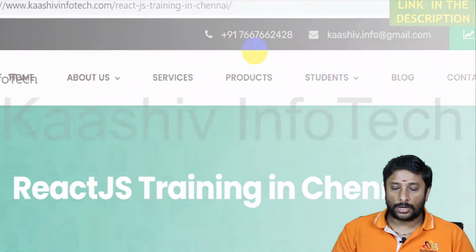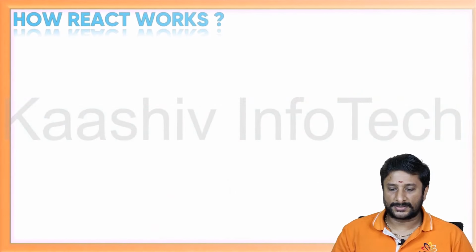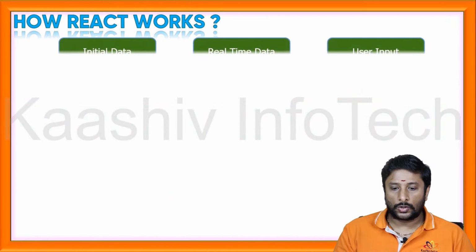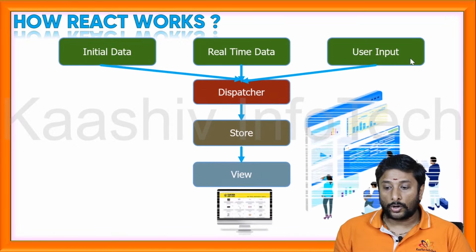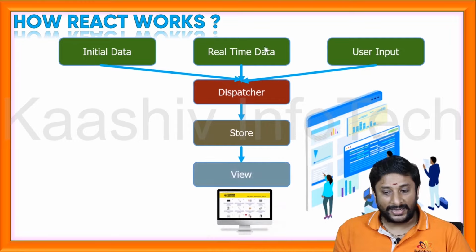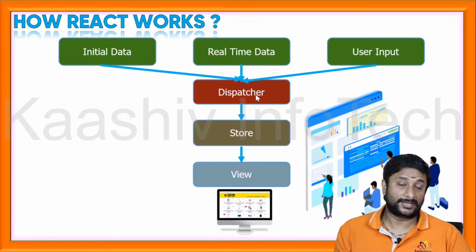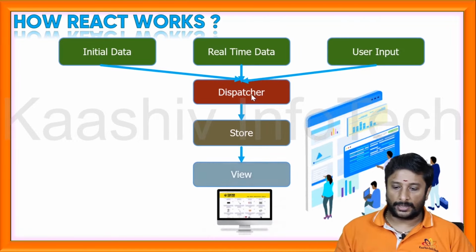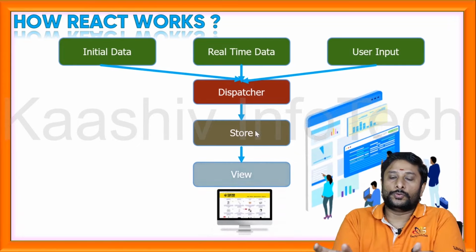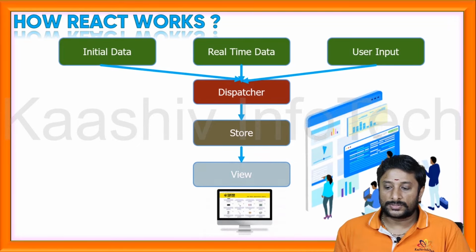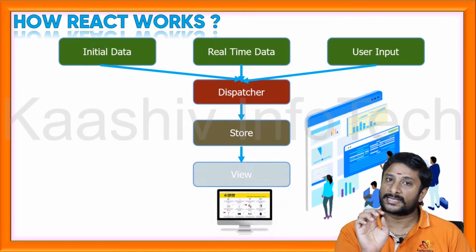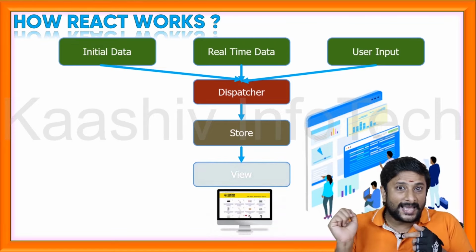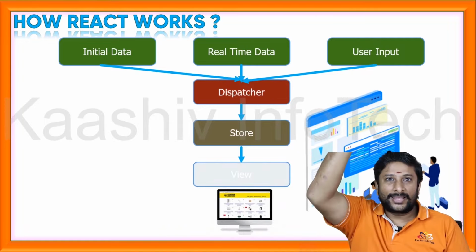Okay, so how does React.js work, sir? Over here you have the data. It can be initial data, real-time data coming in, or user input. Whatever the data is, irrespective of the data, a dispatcher collects all this data, stores it, and shows it to you. So in the view, you are able to see the data displayed. Whatever the data is, it is automatically displayed, because only the changes get reflected, not the entire page.